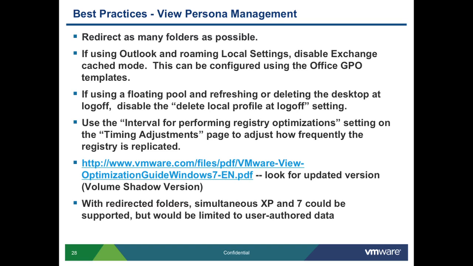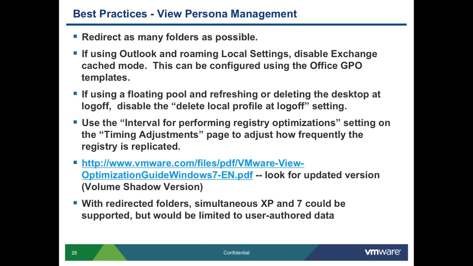You can also use the interval for performing registry optimization setting on the timing adjustments page to adjust how frequently the registry is replicated. Here we reference a Windows 7 optimization guide that is available publicly on VMware's site. Make sure to look for the updated version that includes not disabling the volume shadow service. In addition, it will not disable the BITS service, which is also a requirement for View Persona Management.